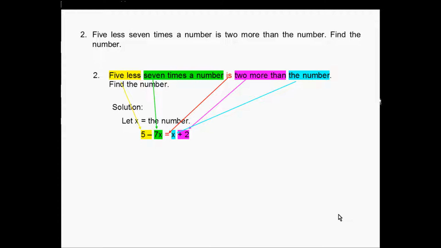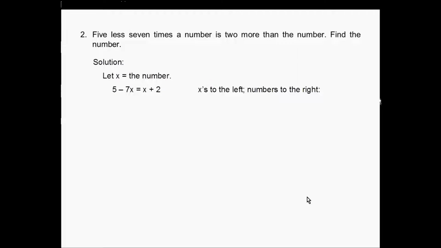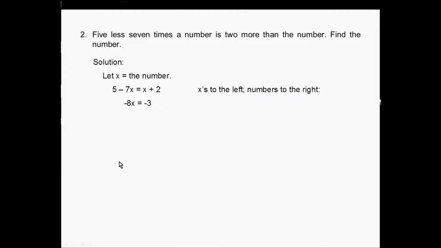Remember, if you don't see the word than, write it down exactly as you do see it. If you do see the word than, write it down backwards the way it's coming to you. That's why I've written x plus 2 instead of 2 plus x. Okay, if we get rid of the color, here's our equation. 5 minus 7x equals x plus 2. Now again, I want to move x's to the left, numbers to the right. So subtract x, subtract 5. I'll have negative 8x equals negative 3. Divide by negative 8. So x will be 3/8. That's our number.